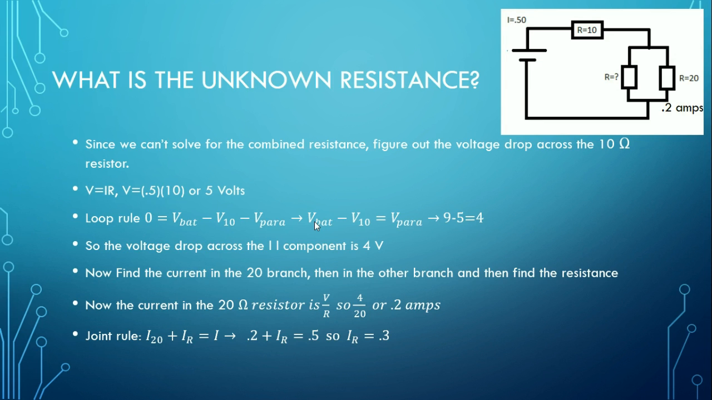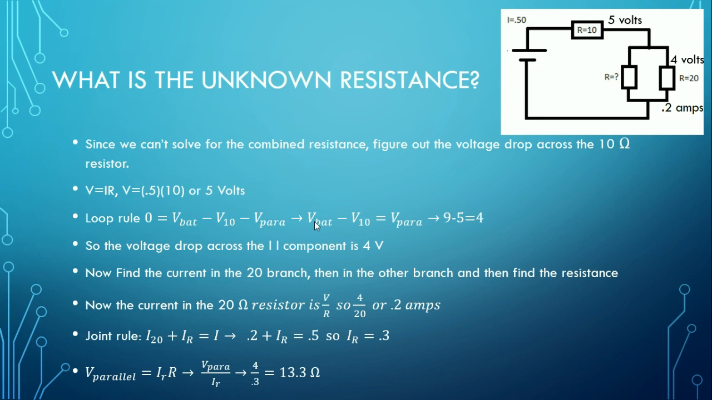So 0.2 plus the current in the unknown resistor must equal 0.5, because 0.5 was the total, and 0.2 is taken by the other side. The other one needs to have some current. So it turns out to be 0.3. And so now that we know the current, and we know the voltage across the parallel component, we can solve for the resistance. So V equals IR. To solve for resistance, you divide both sides by I. So V over I equals the resistance. So the voltage of the parallel divided by the current of the unknown R equals the resistance. So 4 divided by 0.3 equals 13.3 ohms. So that is the unknown resistance.